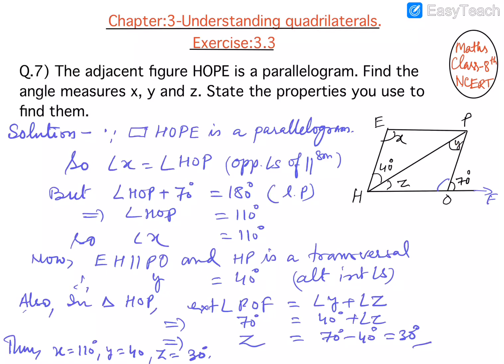Angle y and angle z are interior opposite angles, and therefore their sum will be equal to 70 degrees. So exterior angle POF will be equal to y plus z. This is 70, this is 40, so this gives z is equal to 30 degrees.